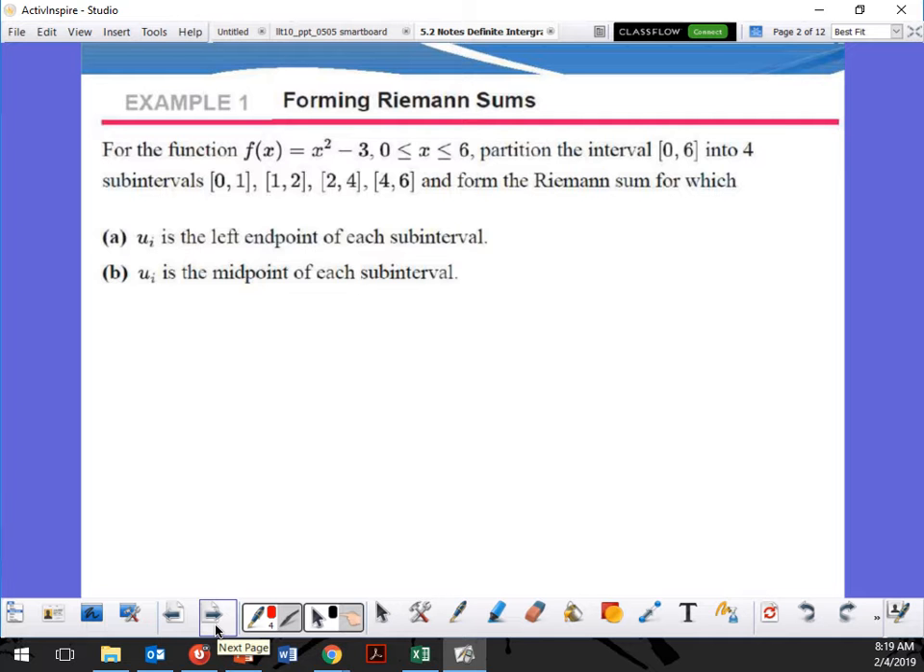Forming Riemann sums. For the function x squared minus 3 from 0 to 6, partition the interval from 0 to 6 into 4 subintervals. So how would I figure out my 4 subintervals? Remember the b minus a over n. So let's start off with that. So 6 minus 0 over 4.